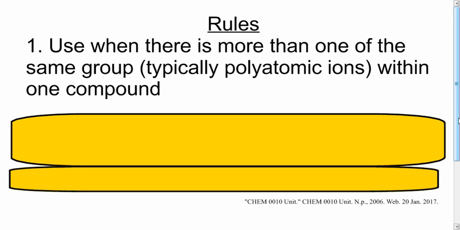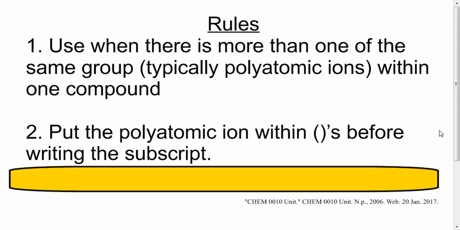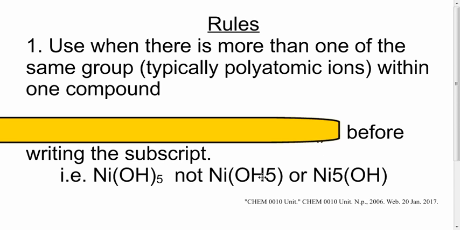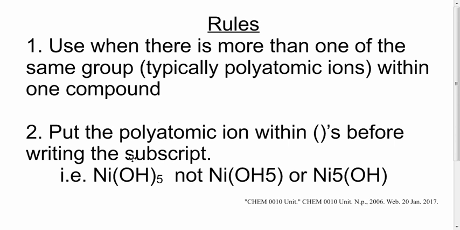You're going to use them when you have more than one of a group. This typically happens with polyatomic ions within one compound. You put the polyatomic ion within the parentheses before writing the subscript. This looks like Ni(OH)5, not the version here, where the 5 should be written in subscript form but is not even inside the parentheses and not outside.